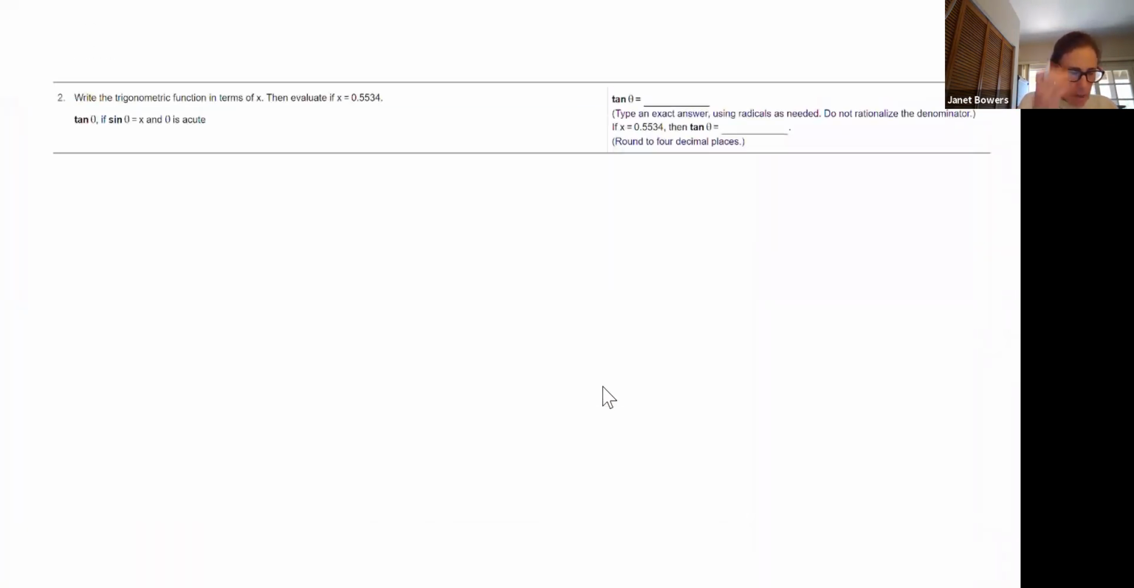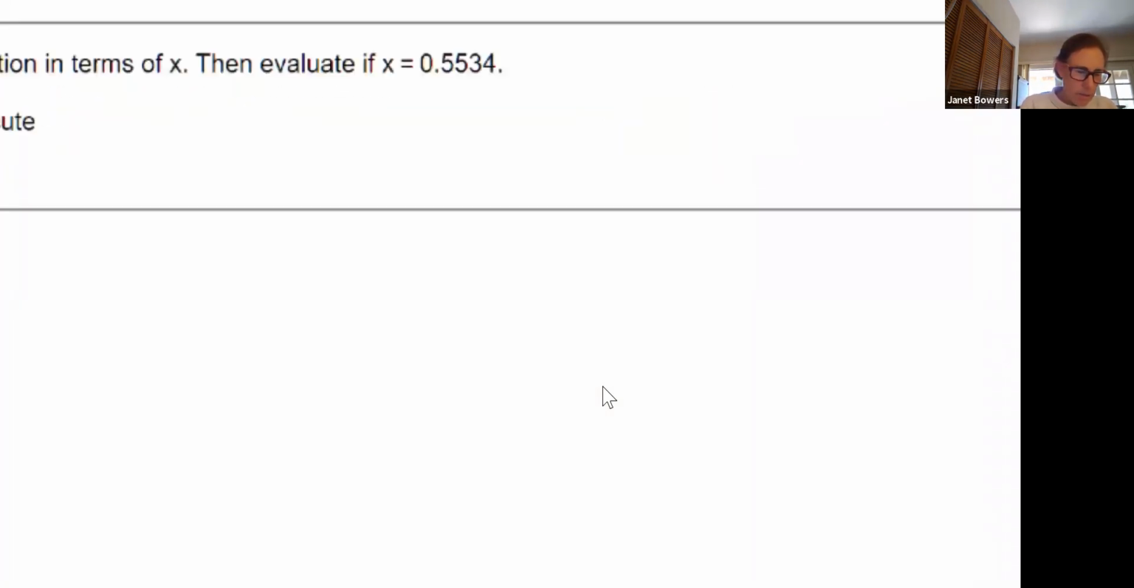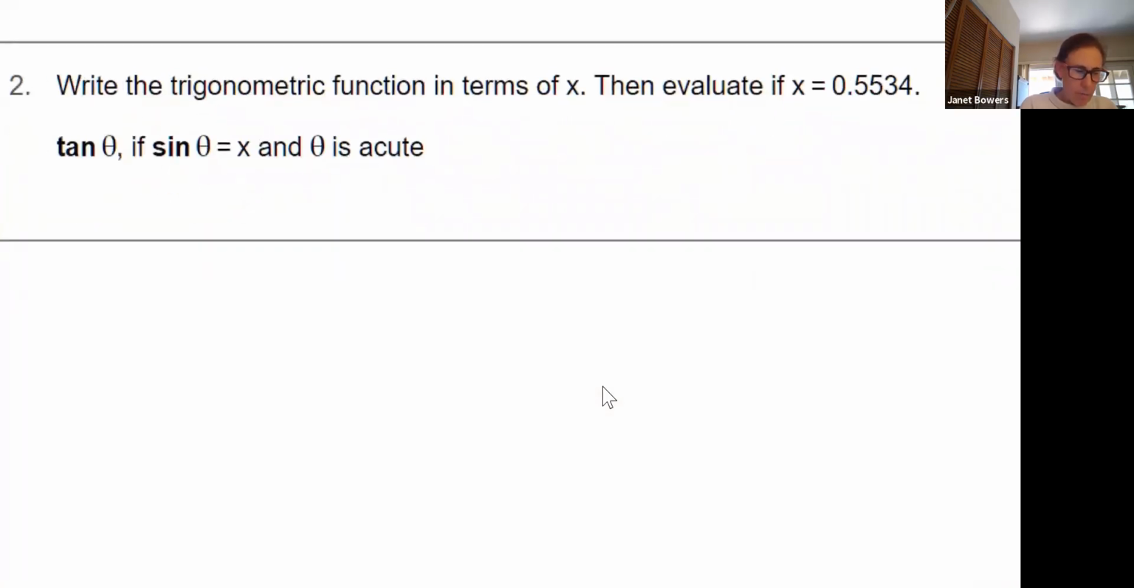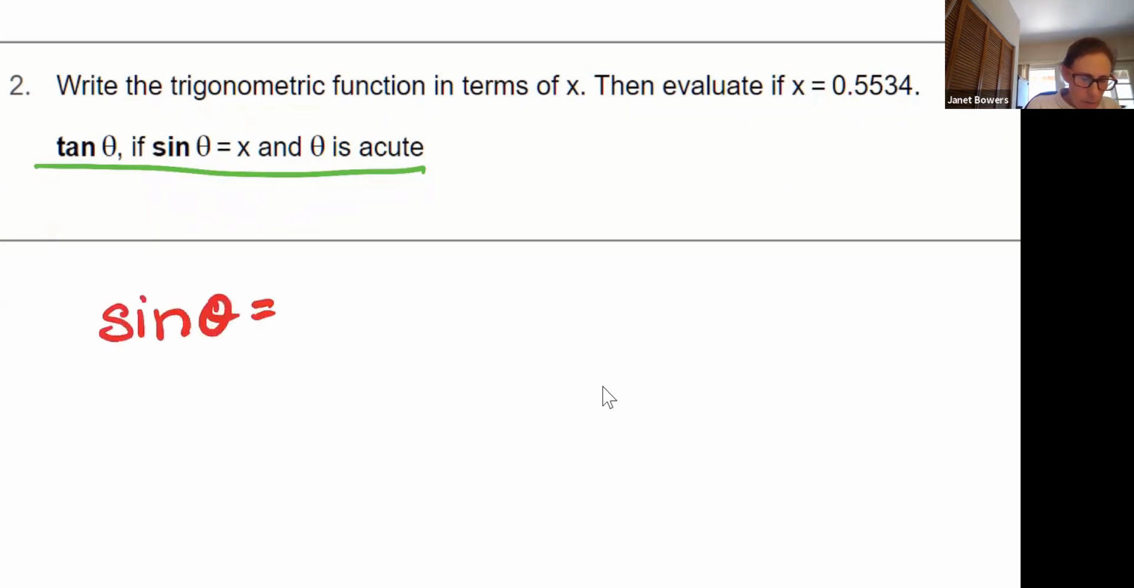All right, let's go on to number 2 here. Number 2 says, write the trig function in terms of x. It's a little hard to see, isn't it? And then evaluate it if x is 0.5534. So we want to figure out what is the tangent of theta if the sine of theta is equal to x. These are really useful for calculus, so it's important to understand this. What we're given here is that the sine of theta is equal to x.